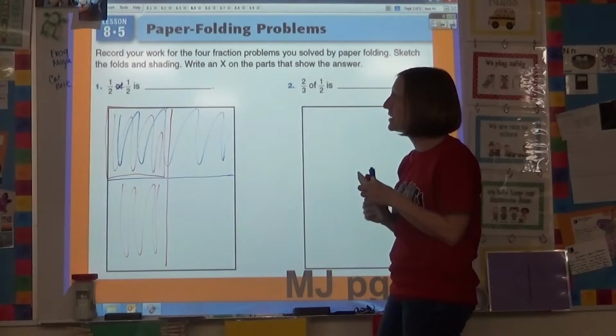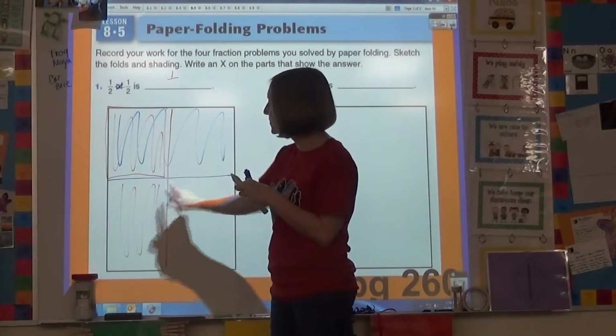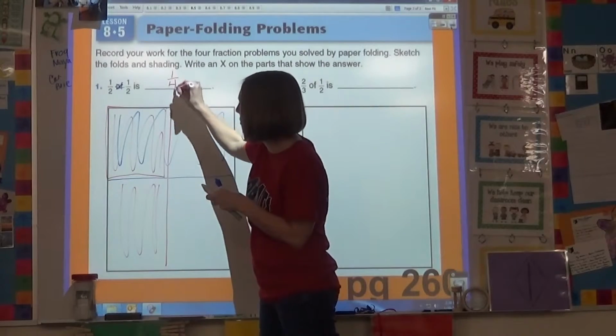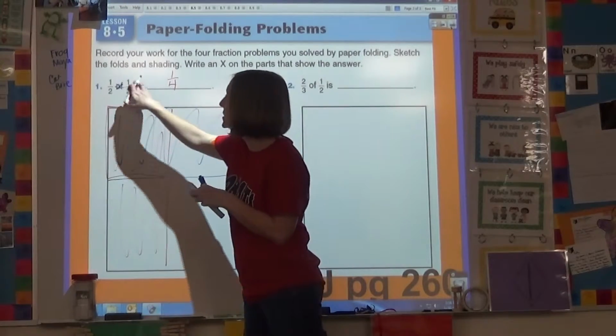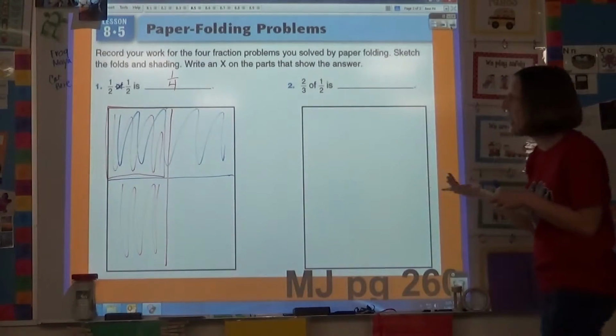So when I folded it and I've gotten 1/2 of my half, I've gotten 1 now out of these 4 pieces, these 4 squares. And so if you look, 1 times 1 is 1, 2 times 2 is 4. Okay, so that's how it works.